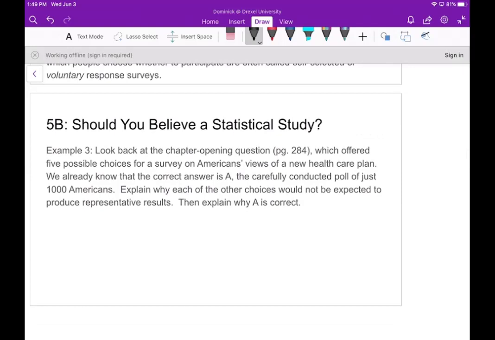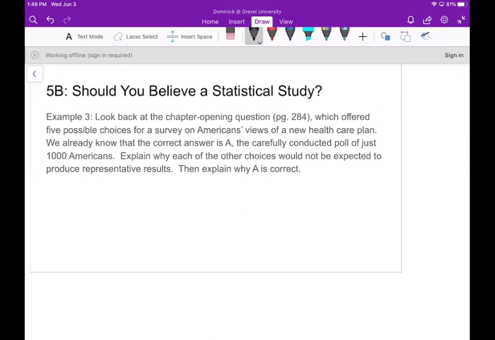Okay, so in example 3, we want to look back at the chapter opening question, which offered 5 possible choices for a survey on Americans' views of a new health care plan, right? So we already know that the correct answer is A, the carefully conducted poll of just 1,000 Americans. So they're talking about which of the samples would be representative, right?